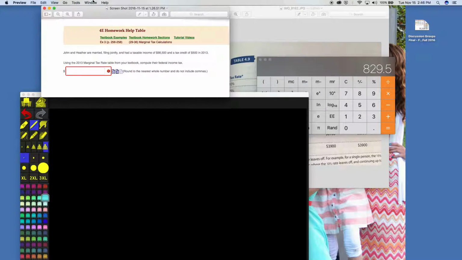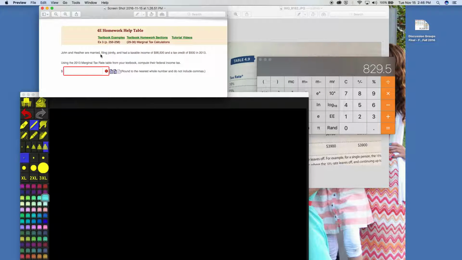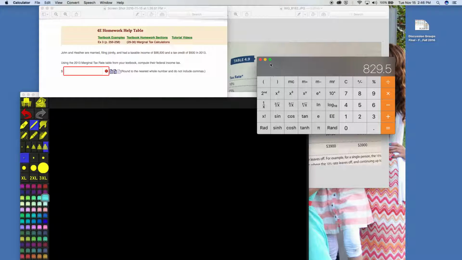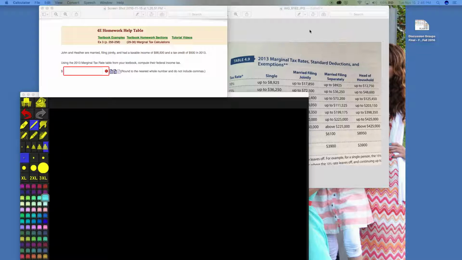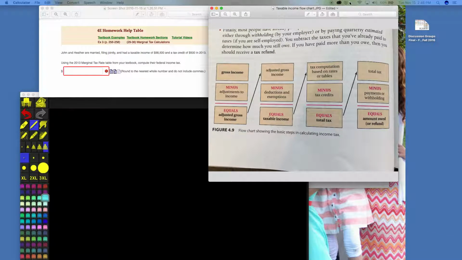Okay, number 7 says John and Heather are married, filing jointly, and had a taxable income of $98,500 and a tax credit of $500. Okay, so again, we're going to look at this tax flow chart. Once again, this tax flow chart is on page 254.